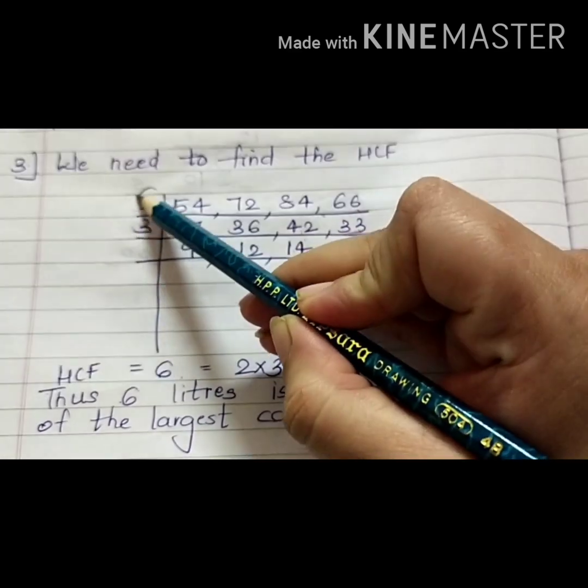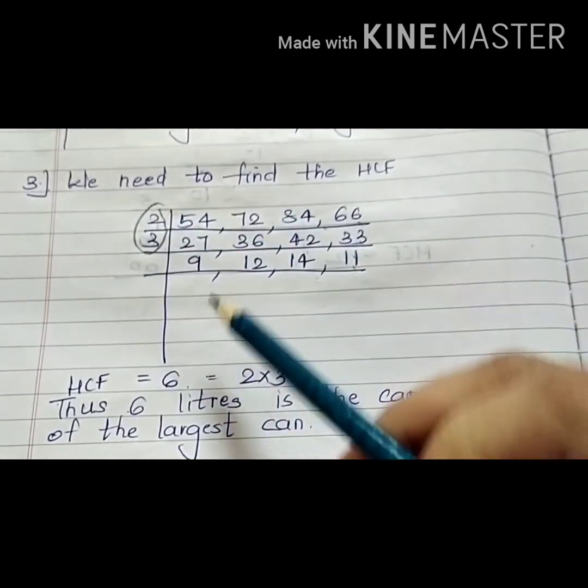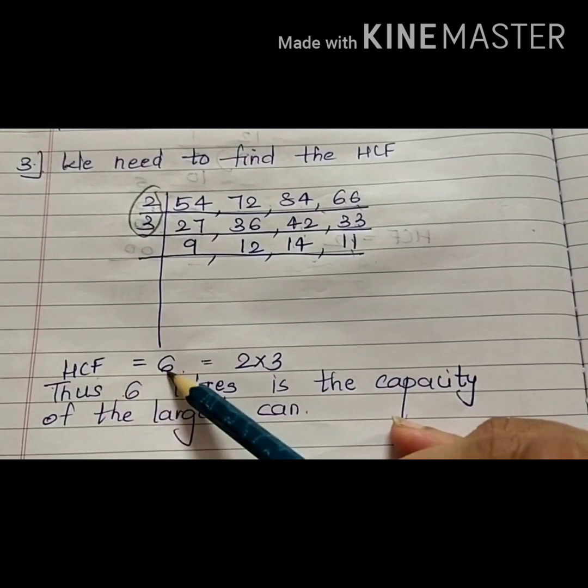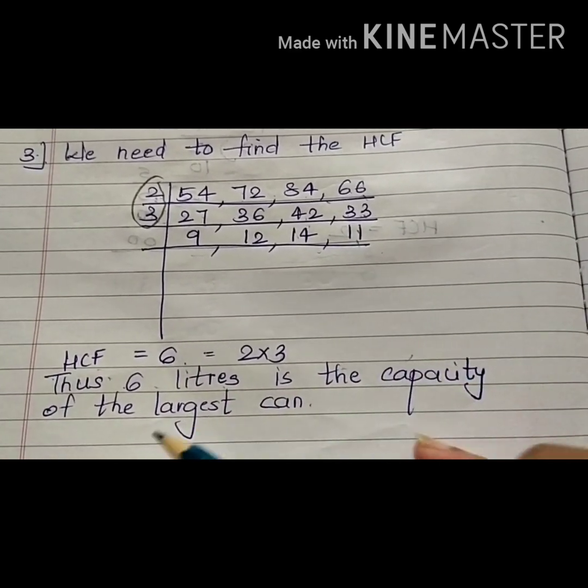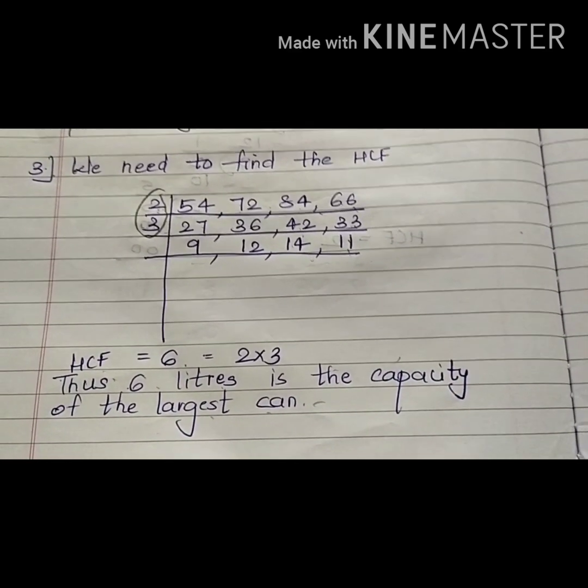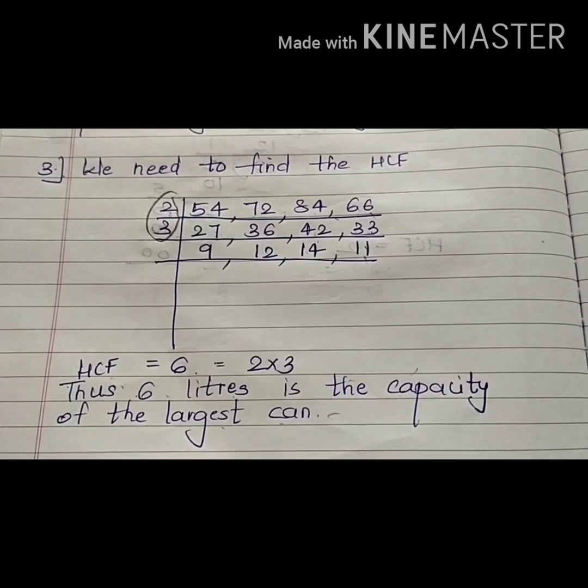Now the common factors that I got are 2 into 3, that is HCF, which I will get as 6. Thus 6 liters is the capacity of the largest can. Thank you children. I hope you all have understood the sum.